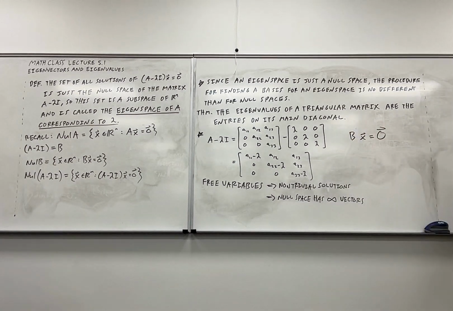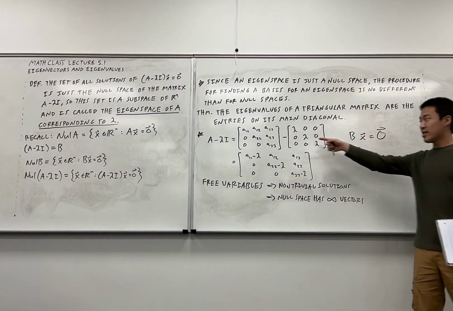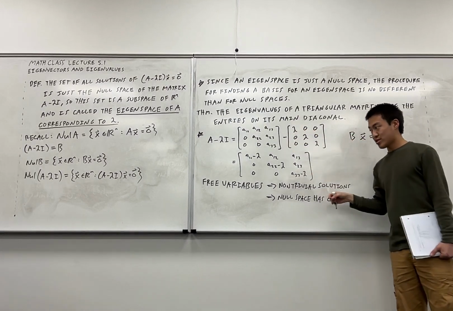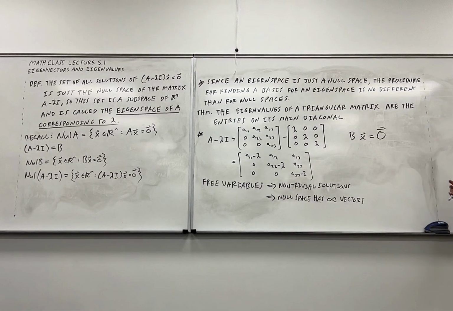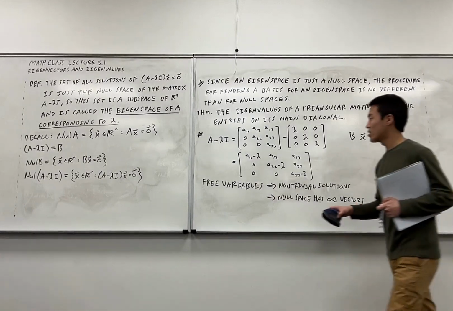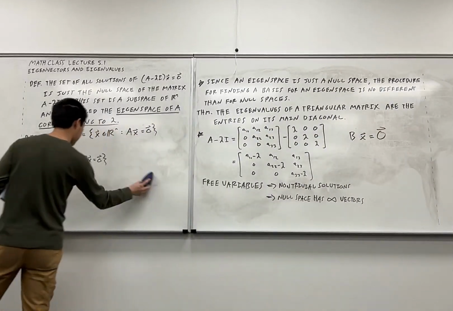Okay? So that's what we want with these eigenvalues. You could think of those diagonal entries as forcing free variables so that we definitely have non-trivial solutions to the corresponding homogeneous equation. Because that's going to make our eigenspace have stuff in it. Otherwise, the eigenspace is empty.